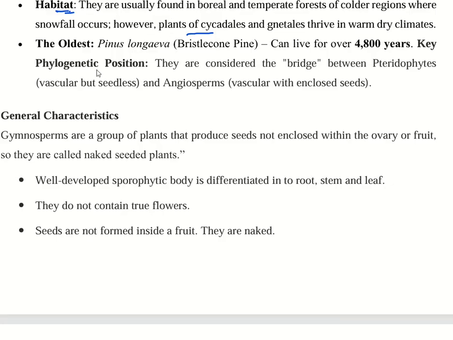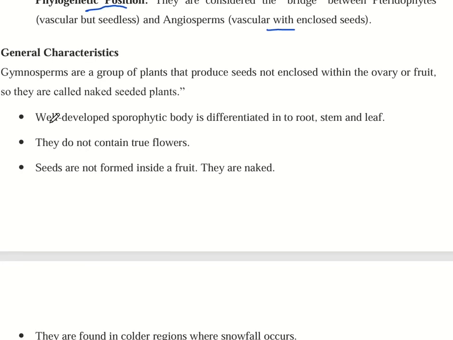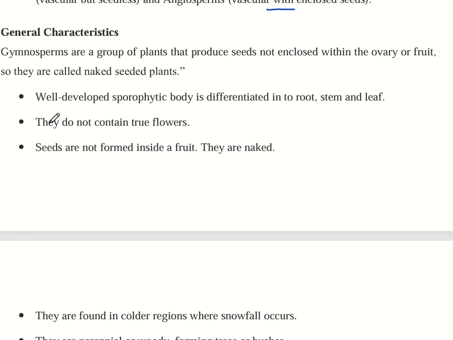Talking about its phylogenetic position, they are considered to be the bridge between the pteridophytes, that is the vascular but seedless plants, and the angiosperms, that is the vascular plants with enclosed seeds. Now let's move to the characteristics of gymnosperms. They are the group of plants that produce seeds not enclosed within the ovary or the fruit.